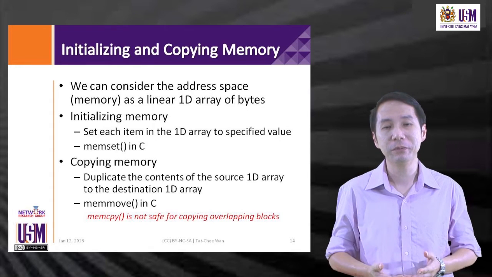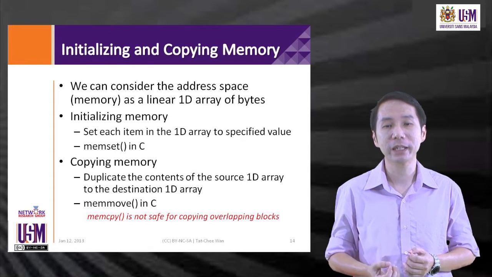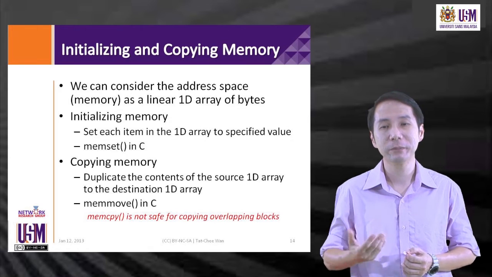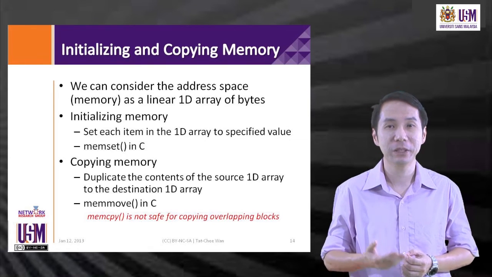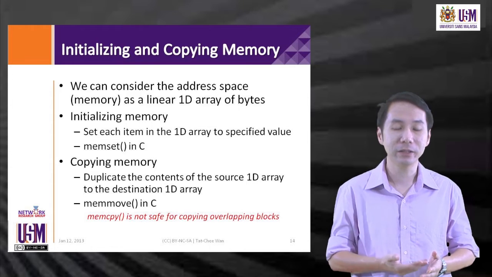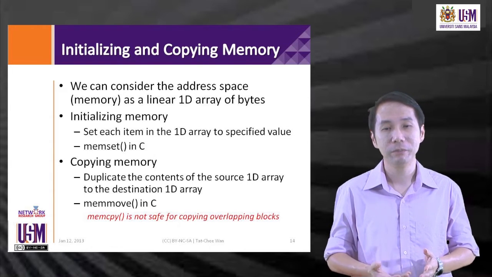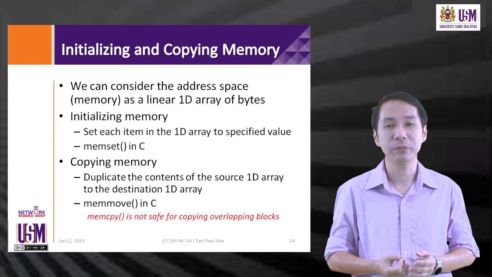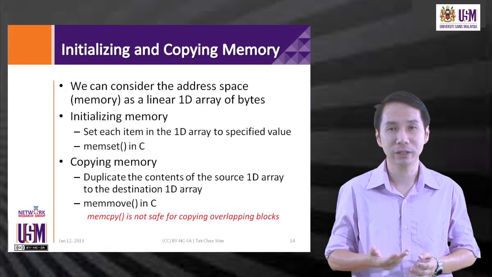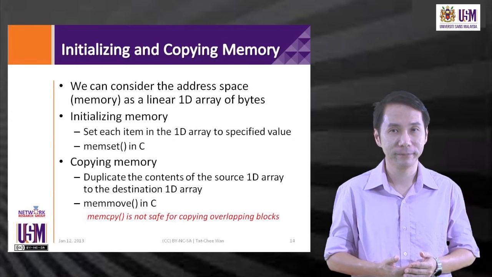If you want to copy memory, what happens is that we will duplicate the contents of the source one-dimensional array to the destination one-dimensional array, and an equivalent example of this feature in C is memmove. Memcpy is not safe for copying overlapping blocks, and we will not consider that at this point.